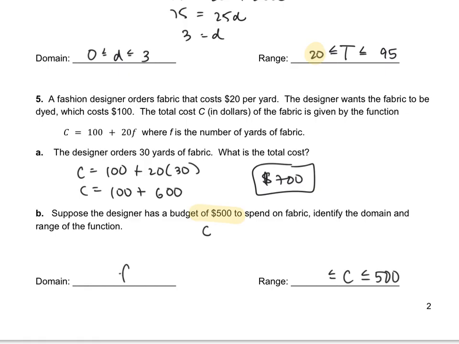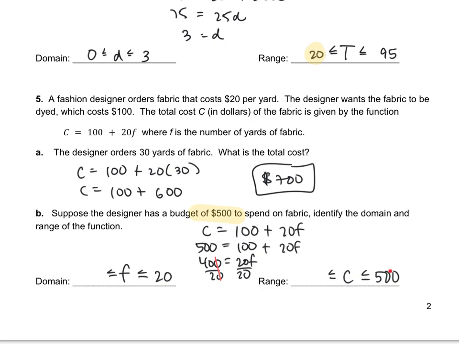So then let's figure out how many yards of fabric I would need to make the $500 happen. So if I were to take that function and replace C with 500, now I've got a two-stepper. So I'm going to minus 100 to get 400, and then divide both sides by 20, and then 40 divided by 2 would be 20. So if I were to spend my entire budget of $500, I could buy a maximum of 20 yards of fabric.